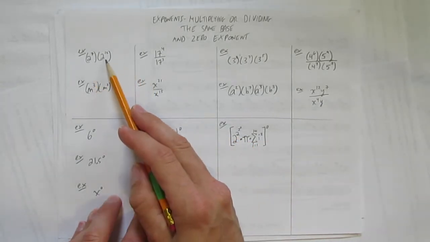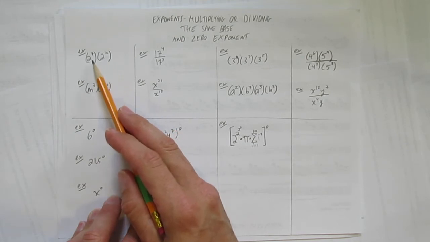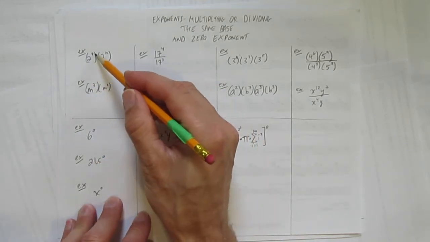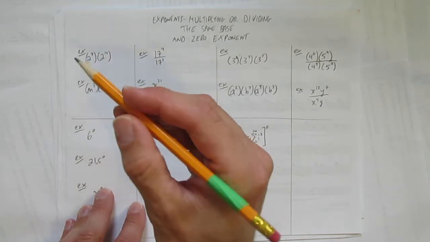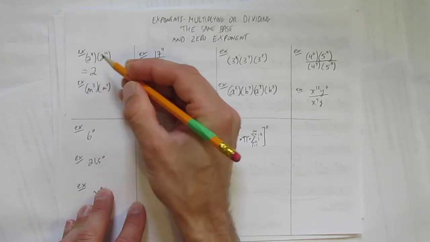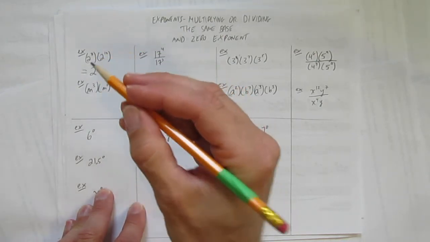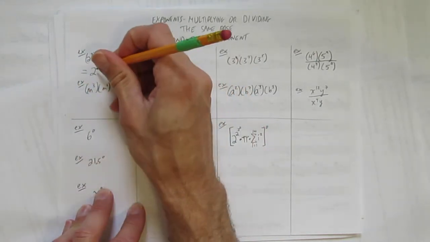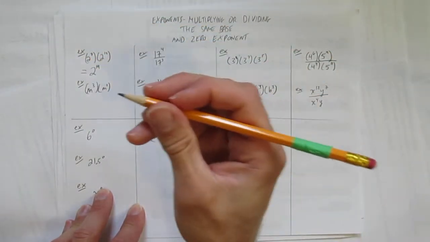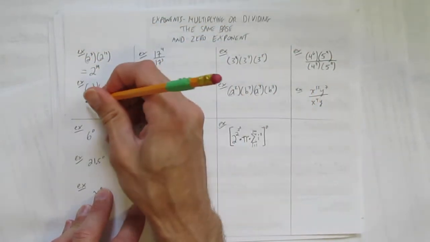When you're multiplying the same base together, you add the exponents. So for example, 2 to the power of 7 times 2 to the power of 12, keep the base, it's 2, and add the exponents. Feel free to use a calculator, I won't judge. What's 7 plus 12? 19. That's it. When you're multiplying same base, keep the base, add the exponents.